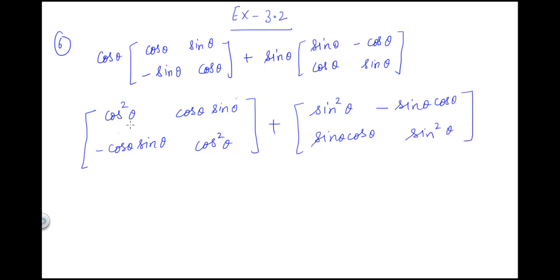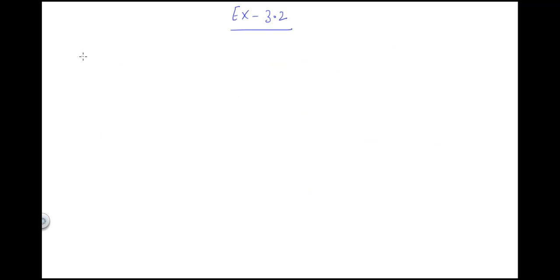Now adding the corresponding elements, cos square theta plus sin square theta gives you 1. Cos theta sin theta minus cos theta sin theta, they are both the same with a negative sign, so we subtract them and it will be 0. Minus cos theta sin theta plus sin theta cos theta also gives us 0. Cos square theta plus sin square theta gives us 1. So actually we are getting an identity matrix whose order is 2 cross 2. Clear? So this is how you are going to solve it. Now question number 7 can be done by you, 8 as well.